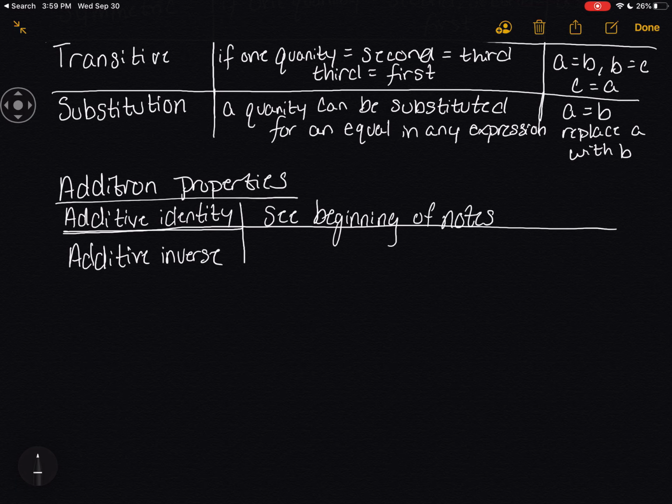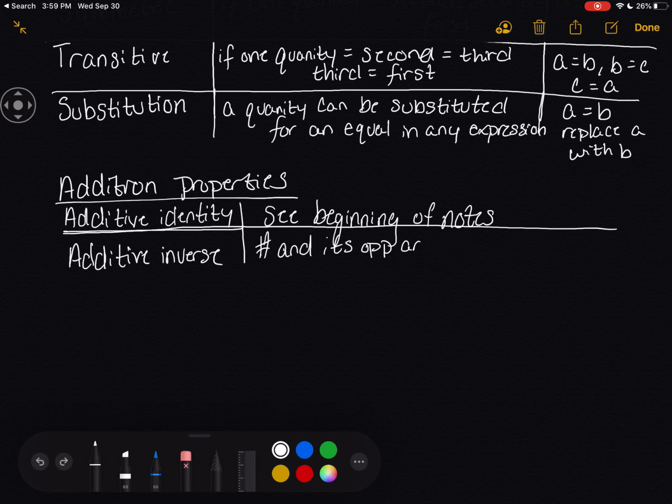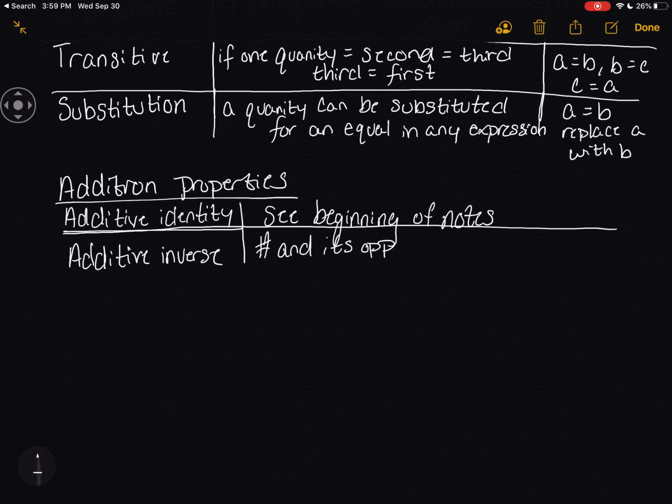So the additive inverse is a number and its opposite are additive inverses of each other. So a number and its opposite are the inverses. I'm just going to write the number and its opposite because we're referring to this definition then. Which just means that A plus negative A, so it's positive and it's negative, is equal to 0 in any case.